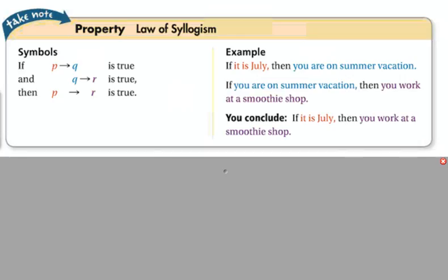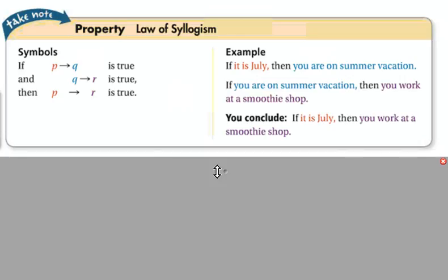Anyway, the law of syllogism says, if we just have the symbols here, if P then Q is true. So if your conditional is true, and we know Q implies R is true, then P implies R. So let's look at an example. It's harder to see without an example. So if it is July, then you are on summer vacation. If you are on summer vacation, then you work at a smoothie shop. So you can conclude that if it is July, you can skip that middle step, that middleman, and say that then you work at a smoothie shop. That's the law of syllogism.